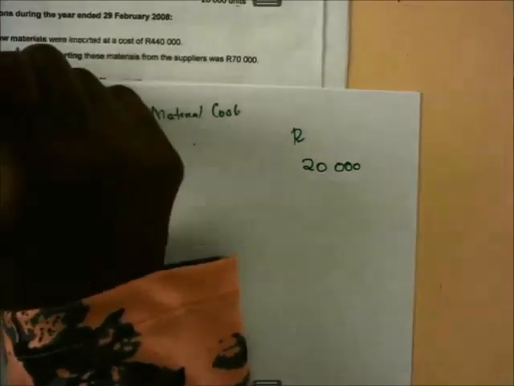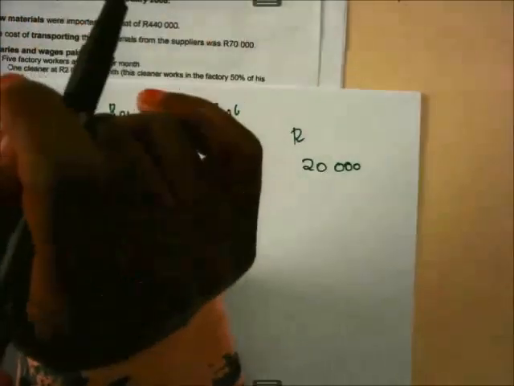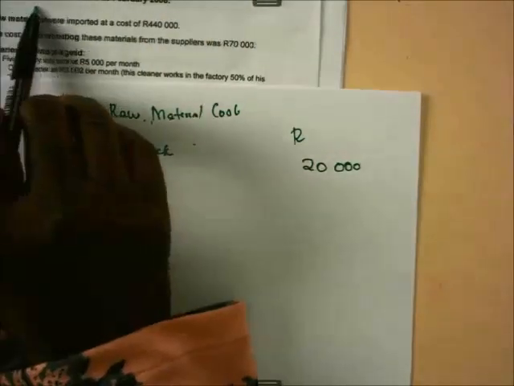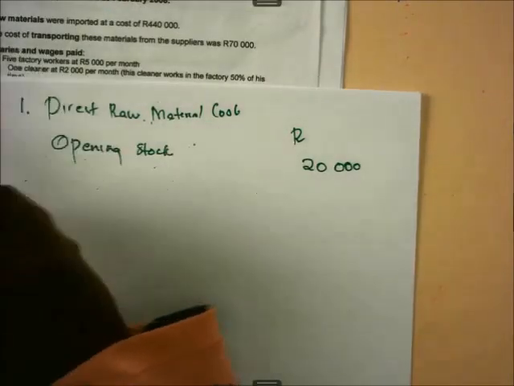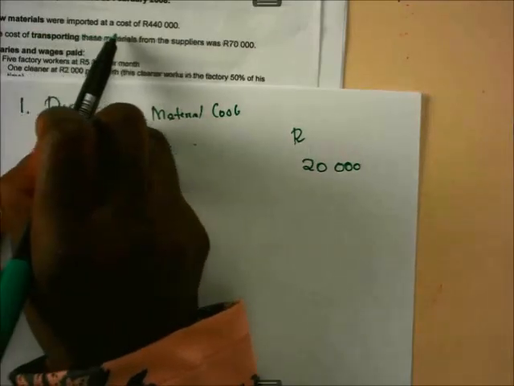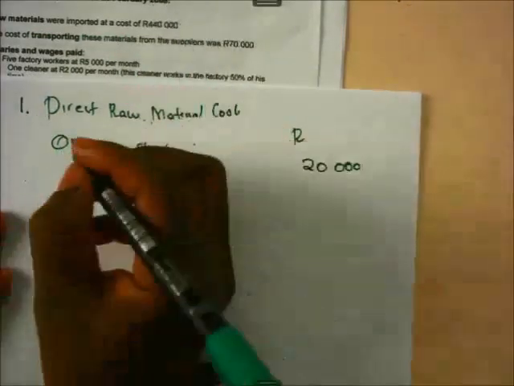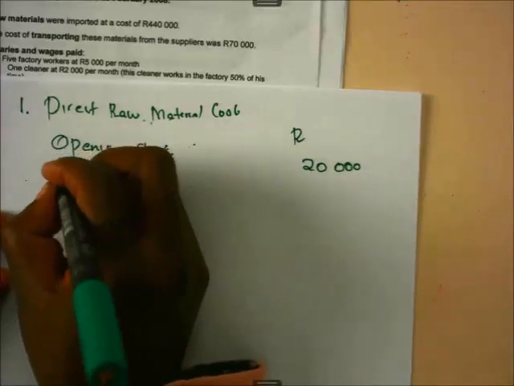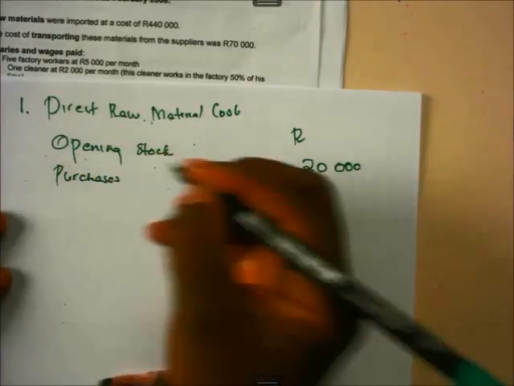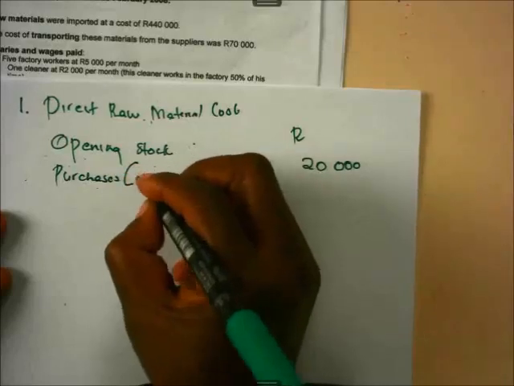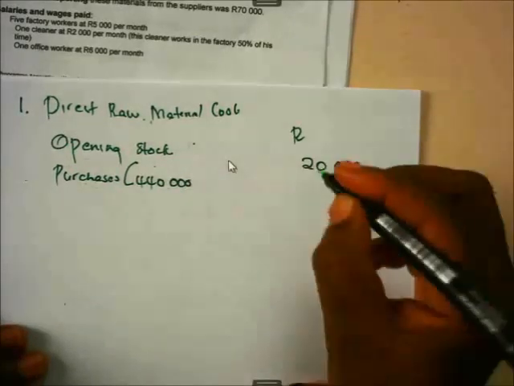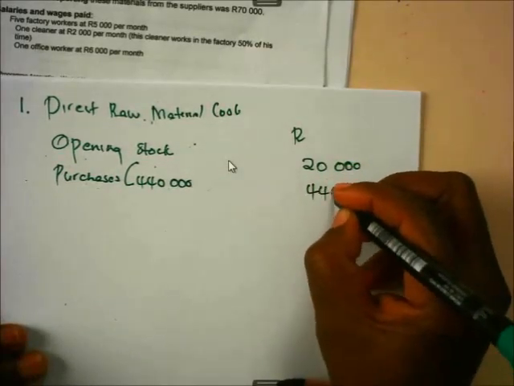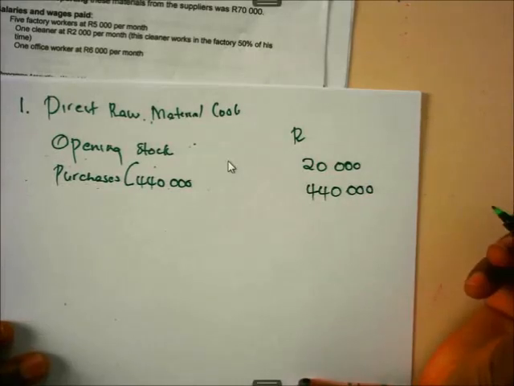Now we move to the transactions, looking for any purchases during the financial period. Transactions during the year ended 29 February 2008. Number 1, raw materials were imported at a cost of 440,000. Now we say purchases for the year. Just put it here. But in this activity, we don't have the returns. So we take the amount as it is, as 440,000.